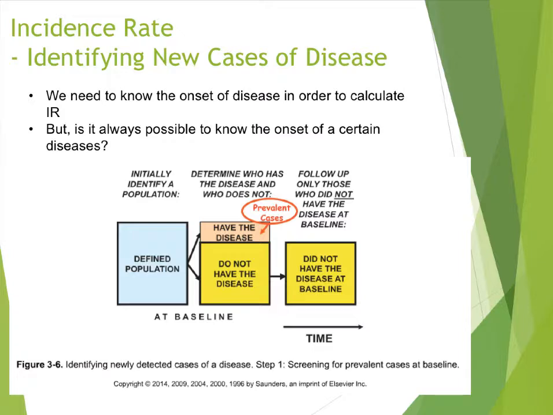In this diagram, you can see we have a defined population at the baseline. Okay, and we can determine who has the disease and who does not have the disease. If we follow them over time, the same cohort, we can continue to monitor their progress. Your medical files that the doctor keeps provide such surveillance.